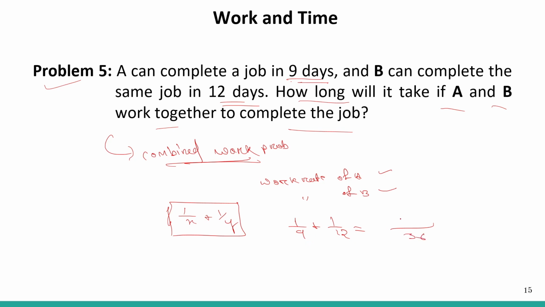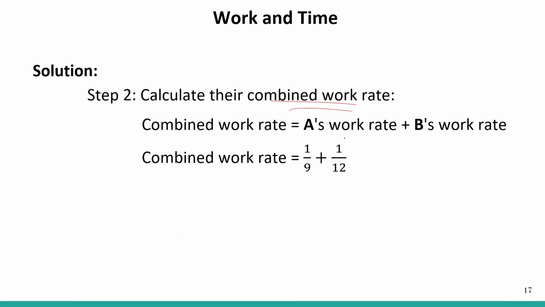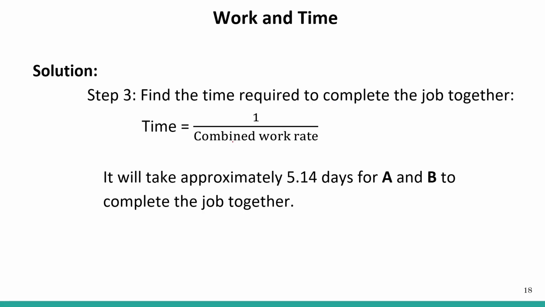This will be 36. So this will be 4 plus 3, is equal to 7 by 36. Okay, this will be the combined work rate. So combined work rate is equal to A's work rate plus B's work rate, that is equal to 1 by 9 plus 1 by 12. That is actually equal to what? So it is actually equal to 7 by 36.